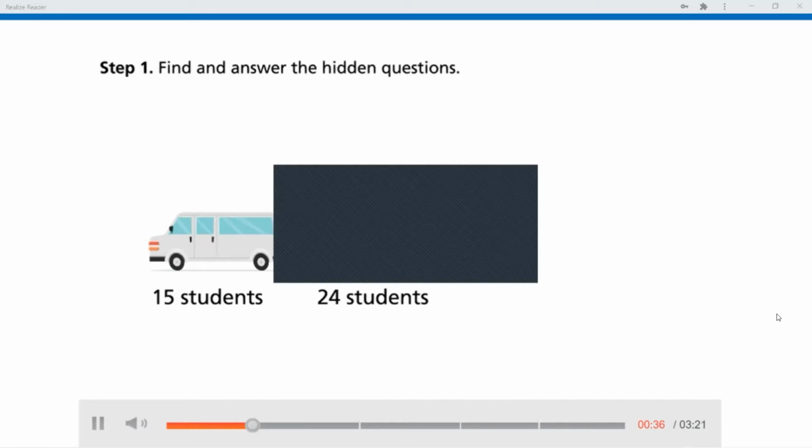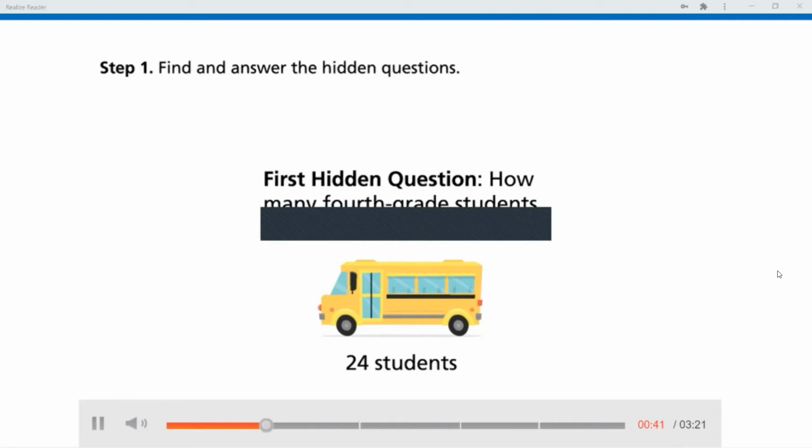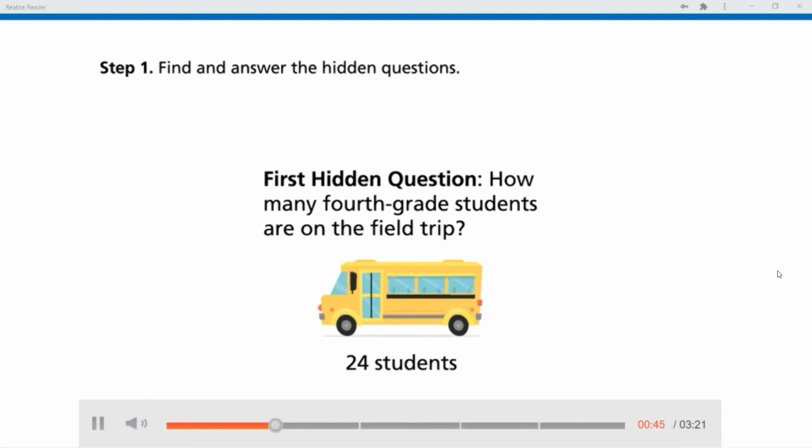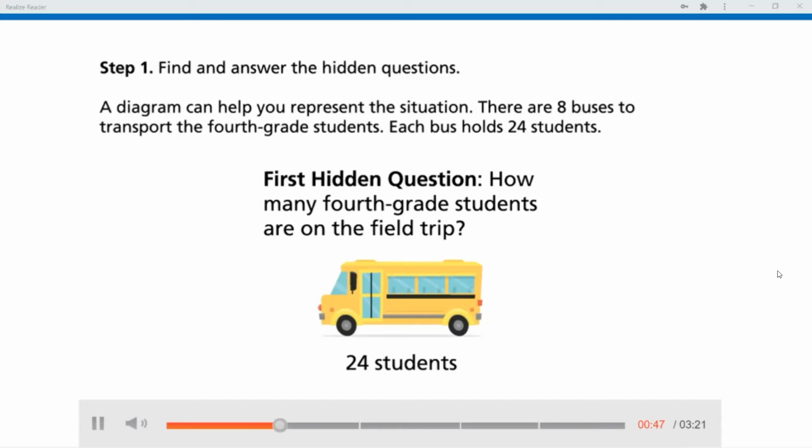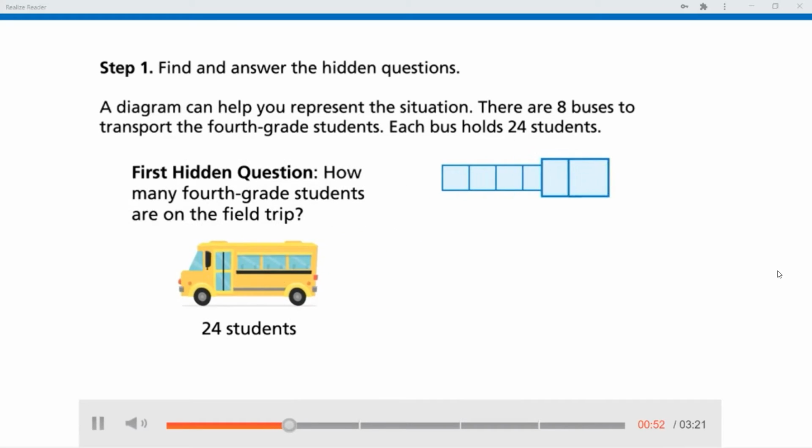Step 1. Find and answer the hidden questions. The first hidden question is, how many 4th grade students are on the field trip? A diagram can help you represent the situation. There are 8 buses to transport the 4th grade students. Each bus holds 24 students.